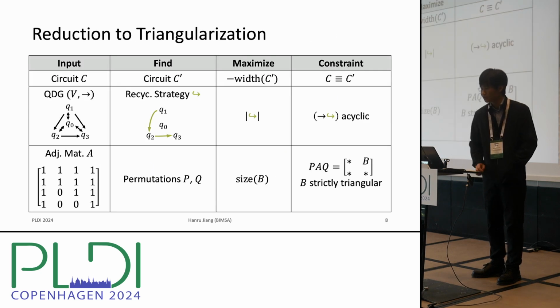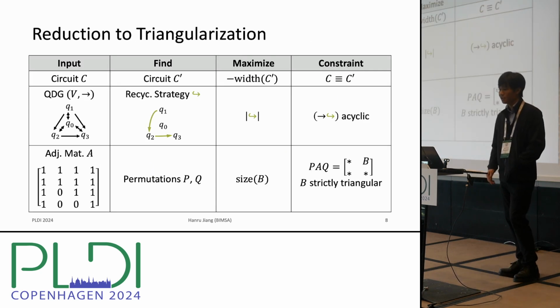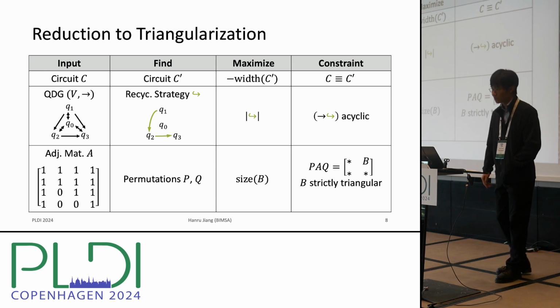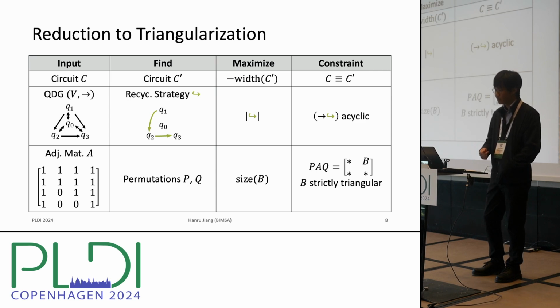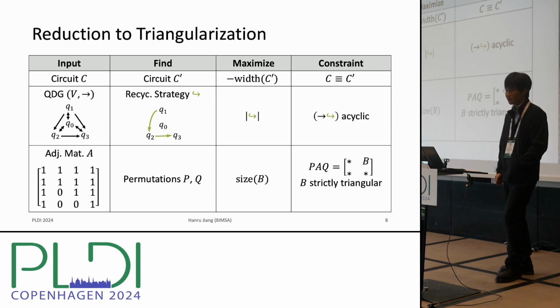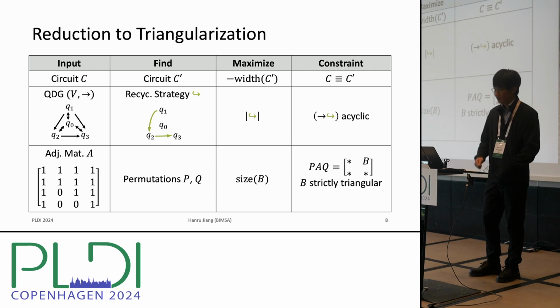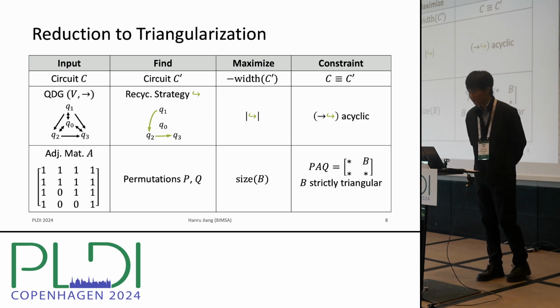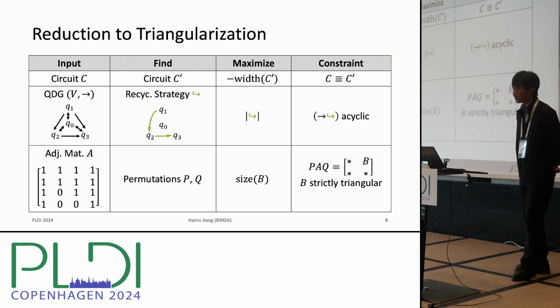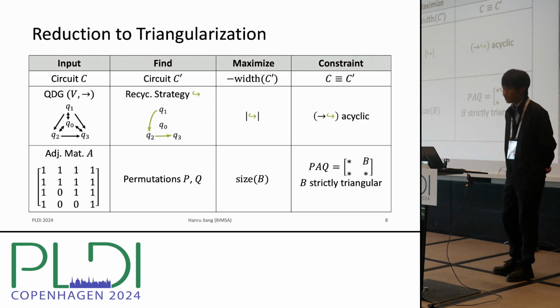And till now, we have shown that given a circuit C, to find a topologically identical circuit C prime that minimizes its width is equivalent to finding a maximal valid recycling strategy with respect to C's QDG. And our last reduction step makes use of the adjacency matrix A of the QDG. And the problem turns out to be equal to finding row and column permutations P and Q such that PAQ contains the maximal strictly triangular matrix B on the upper right corner.